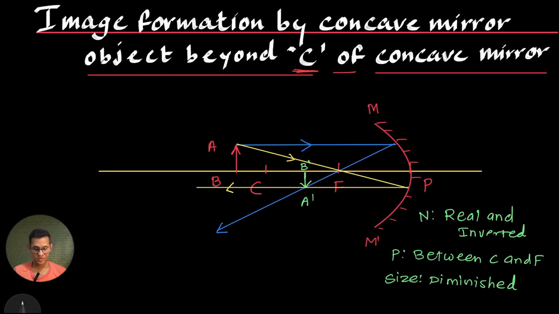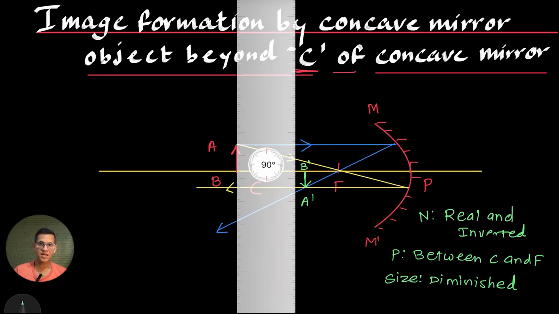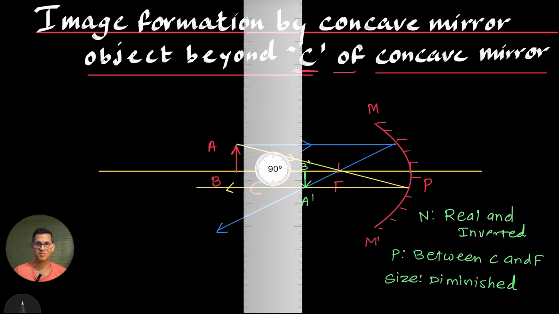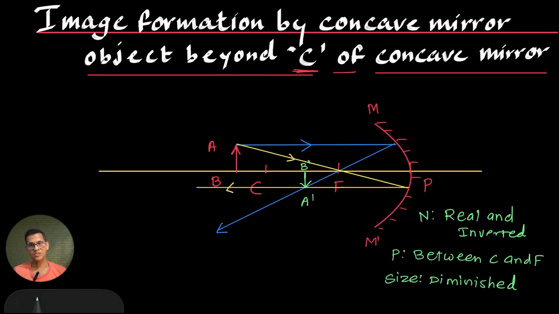If you're unsure, you can just take your scale and measure the height of the object and the image and check whether they are the same size or smaller or larger. If the image is larger, we'll say enlarged. So this type of image, as you can see here, which is formed by actual intersection of light rays, is called a real and inverted image, and this image can be produced on a screen.